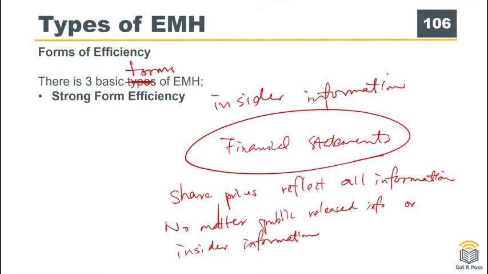It means that all people in the market are treated fairly. But it is quite impossible for insider information to be reflected in the share price as well. So in reality, it is unlikely that strong form efficiency exists.